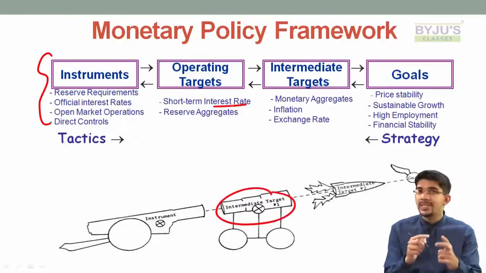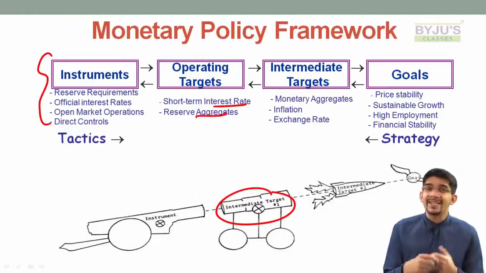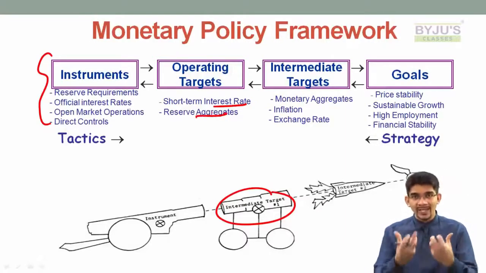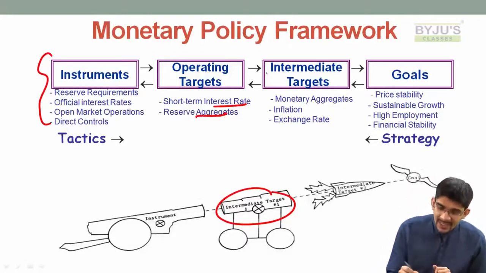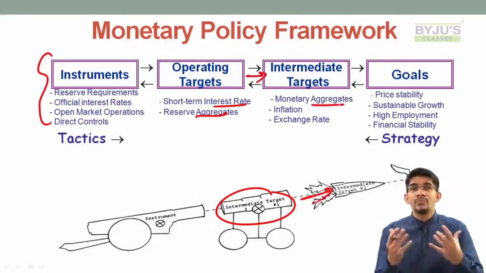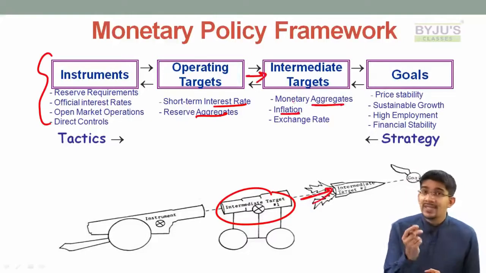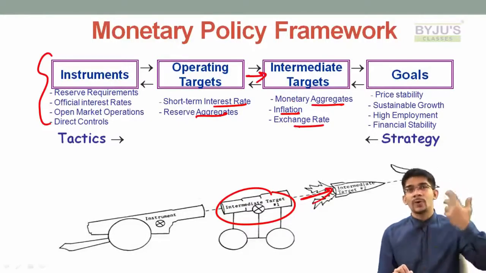These are the short-term interest rates. What are the interest rates prevailing in the country right now? The reserve aggregates. How much reserve money are banks holding? Reserve money is money that is not supposed to be lent out. And then with these, RBI tries to hit the next intermediate target, which is monetary aggregate, which is the amount of money supply in the country, inflation rate in the country, CPI, WPI, etc., and exchange rate, which is in the foreign exchange market.